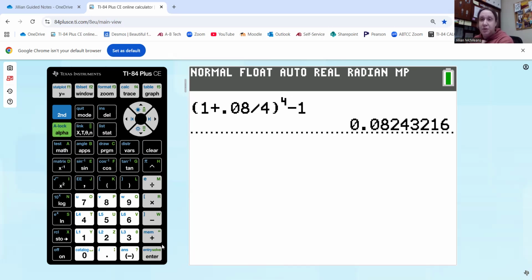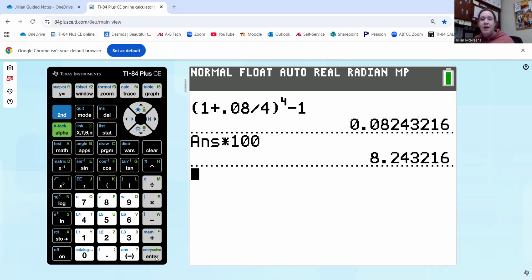So sometimes you'll see books take an effective annual yield formula like what we have, and then they'll just multiply it by 100. And all that does is convert it from decimal form to percent form. And we have 8.243216. Let's round this to 2 decimal places. So I would say we would need a simple interest rate of 8.24% to get the same amount of money. So 8.24%.